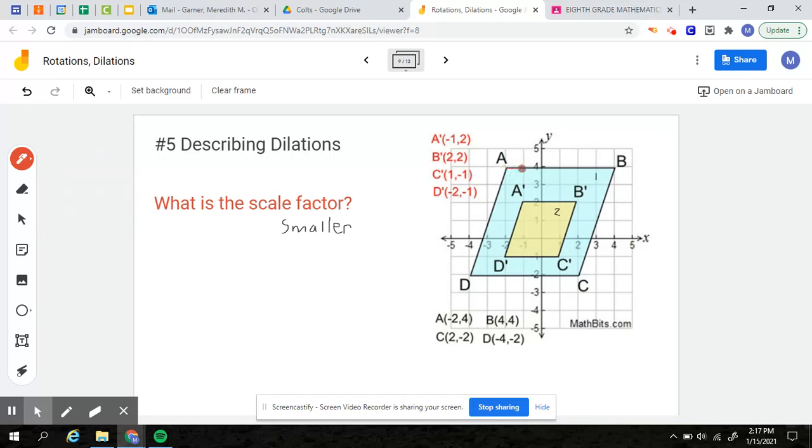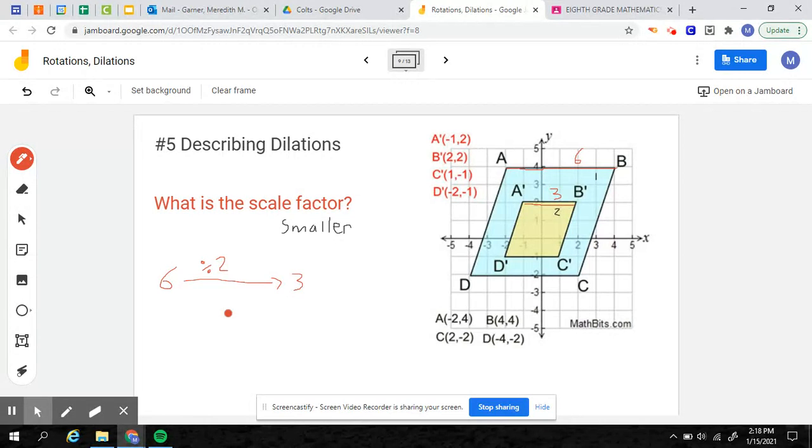So from A to B, it is 1, 2, 3, 4, 5, 6 units long. And then in my new shape, A prime to B prime, it's 1, 2, 3 units long. So it started out at 6 and it's now become 3. What I like to think about is because it's becoming smaller, I'm going to divide instead of multiply. And I'm going to think to myself, 6 divided by what is equal to 3? And the answer here is 2.